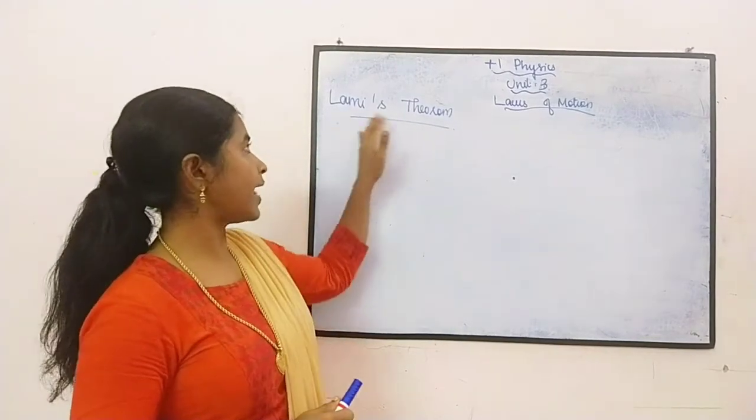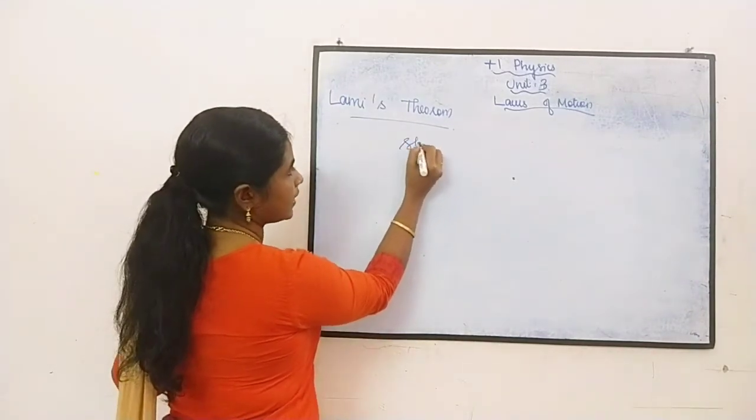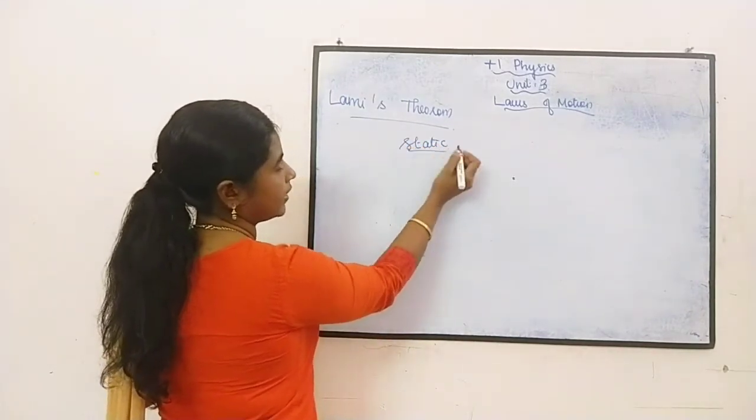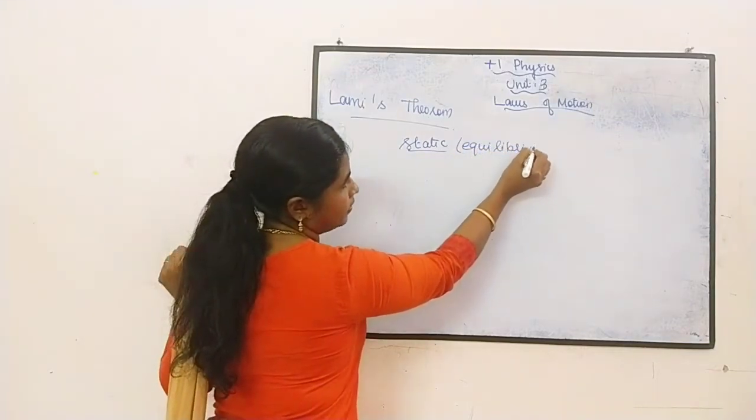The next one is Lami's Theorem. This Lami's Theorem is applied to static objects, that is, in equilibrium. When there is an equilibrium condition, this Lami's Theorem is applied.